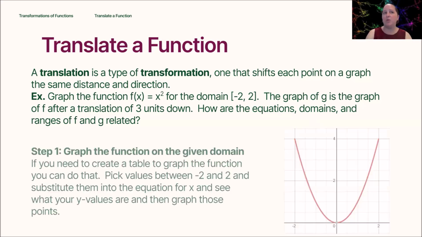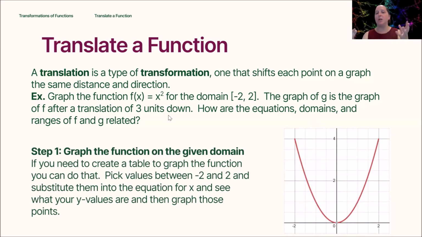So the first thing we want to do is we want to graph the function. So once I've graphed x squared, which is the parabola, because it's a quadratic function, okay, with the given domain. So I start at -2 and I end at +2. So that's my domain for my function. So I don't go any further past that for my x's.